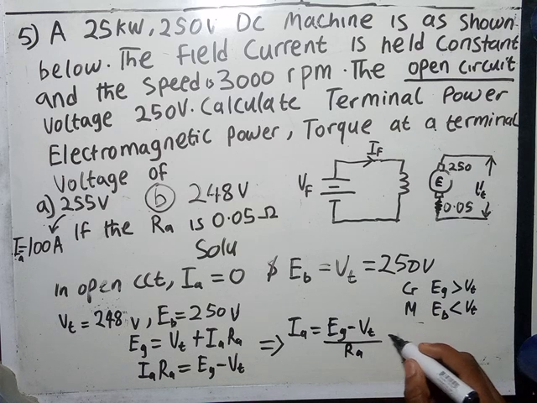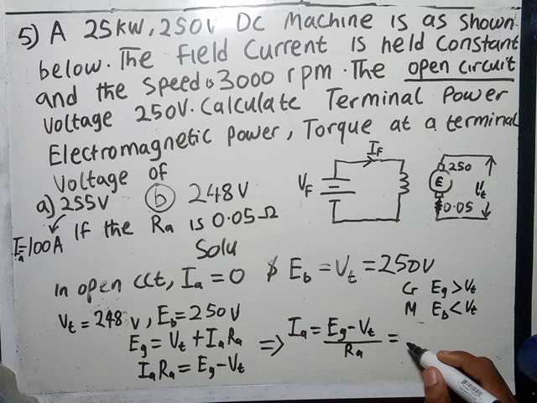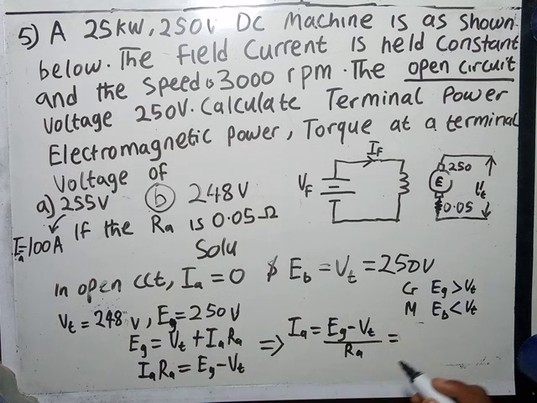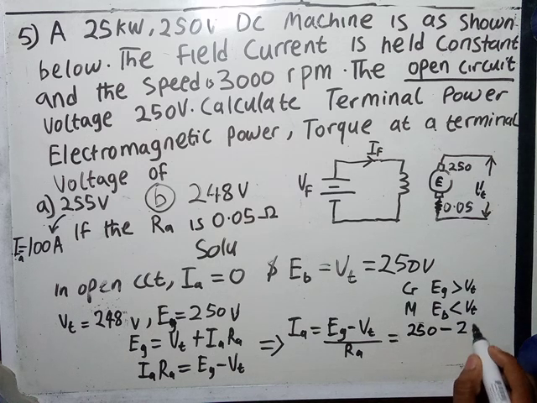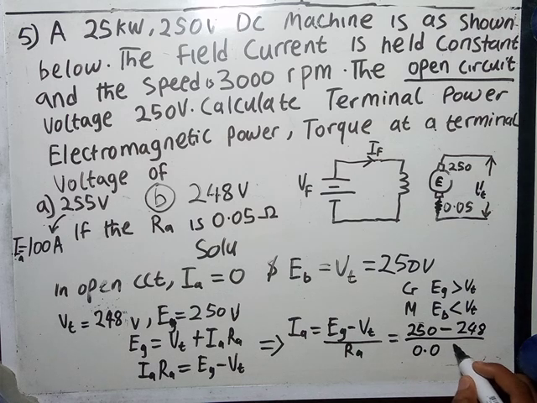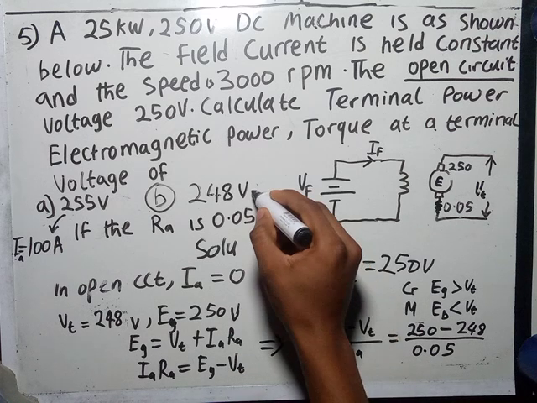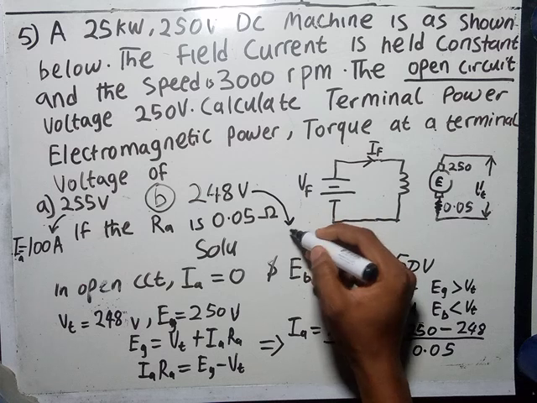Inputting our values, we have Eg being 250. We subtract 248 from it, divided by 0.05. And when you do that, you will get 40. So for this, we have that our armature current is 40.